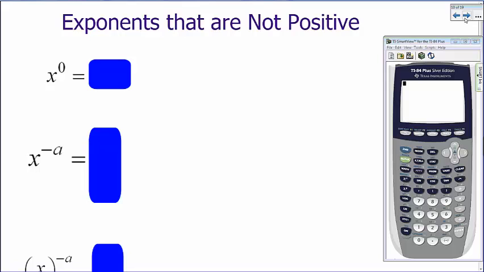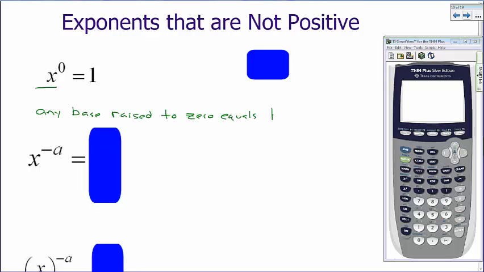To start, I'd like to look at 3 different cases where the exponent is not positive for the base. In the first case, we have a base raised to the 0 power. What you should remember is that any base raised to the 0 power is equal to 1. No matter how large or small that number is, if it is raised to a 0 power, it will be equal to 1.